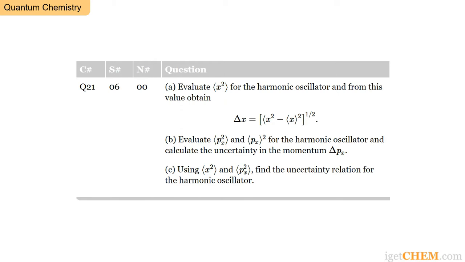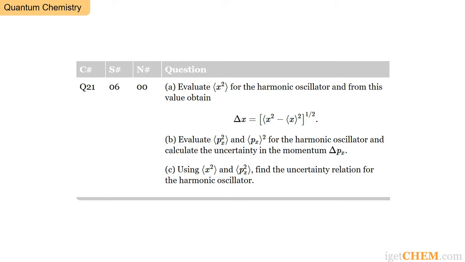A, evaluate the expectation value for x squared, x being the position measurement for the harmonic oscillator, and from this obtain delta x, which is the standard deviation of the x measurement.